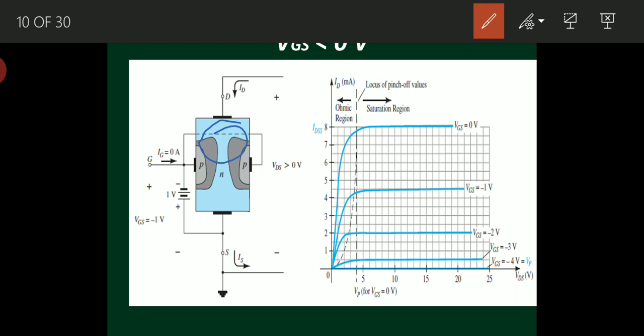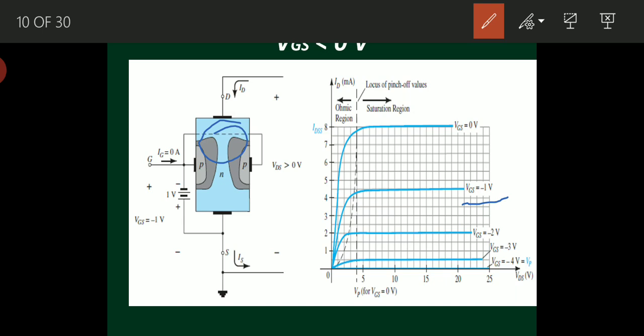So what will happen? Pinch off condition will occur early. Okay, that's why when VGS equal to -1 volt, pinch off occurs much more earlier than previous condition, VGS equal to 0. So what will happen if pinch off occurs?